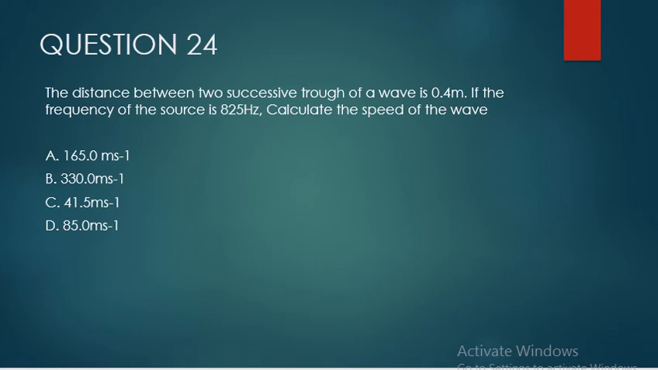Alright, so in this question we are told that the distance between two successive troughs of a wave is 0.4. That means the wavelength. They didn't tell you directly that it is the wavelength, but you should know that the distance between two successive troughs or two successive crests of a wave is definitely the wavelength. So the wavelength represented by lambda is 0.4 meter. Also the frequency is 825 hertz. Now you are asked for the speed.